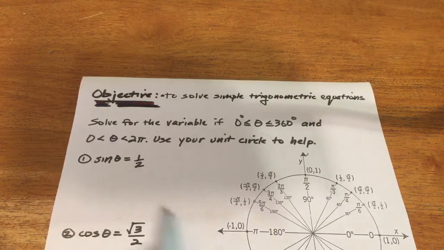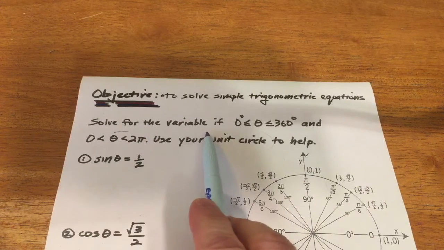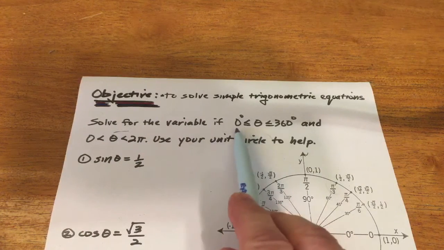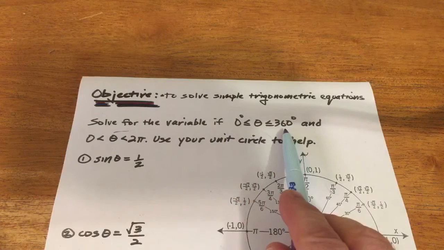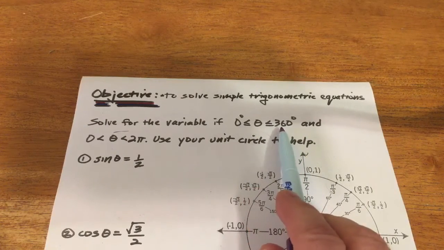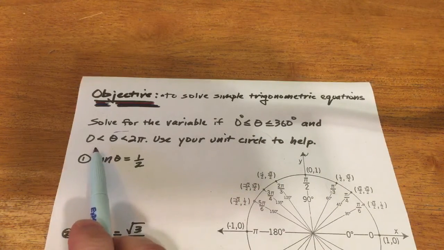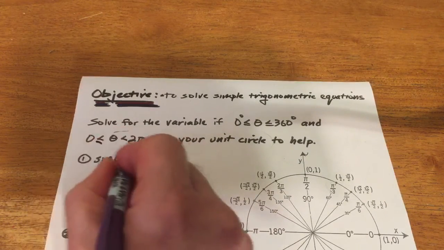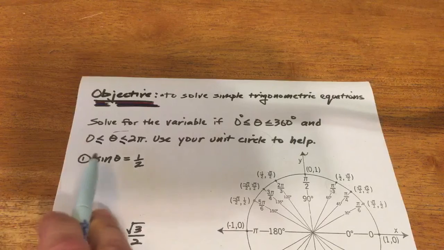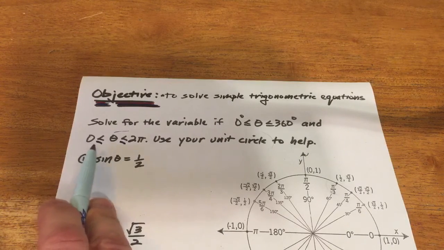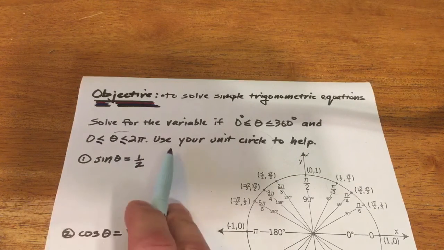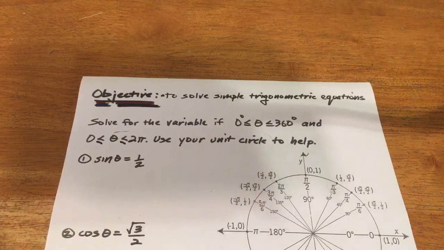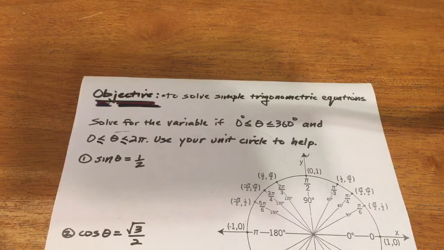Let's take a look at the directions. Here it says solve for the variable if theta is between 0 degrees and 360 degrees, including 0 and 360 in this case, and if theta is between 0 and 2 pi, and let's put in these equal signs, so including 0 and 2 pi in radians. Use your unit circle, of course. Let's take a look at this first example.